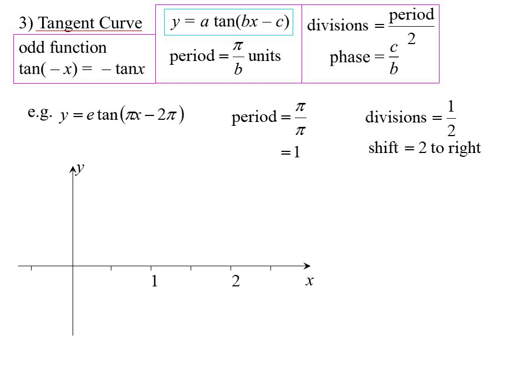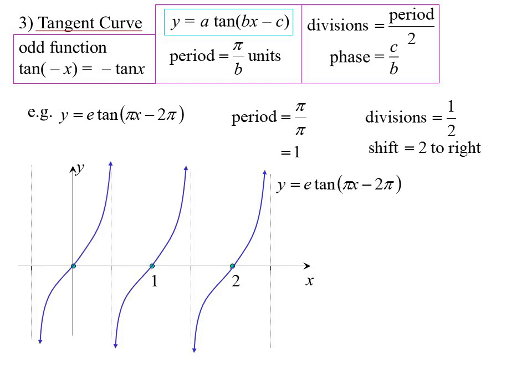Okay, tan, what happens there? Normally with a tan curve we start at the origin. This one has been shifted 2 to the right. So I'm going to start over here. The pattern with the tan curve goes x-intercept, asymptote, x-intercept, asymptote. So let's put that pattern in. There's an asymptote after it, but then going the other way, I'll go asymptote, x-intercept, and so on. And then we'll put in our tan curve, and that'll get repeated between every asymptote. So there's a graph of y equals e tan (pi x minus 2 pi).